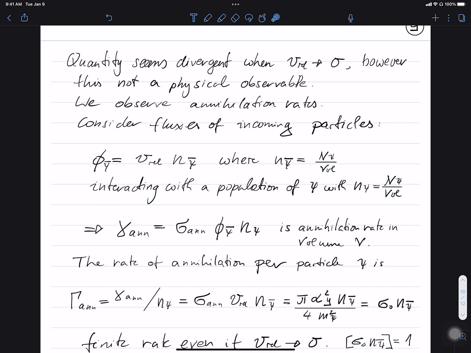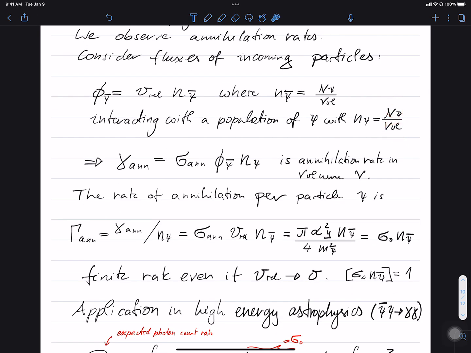And now consider also the flux of incoming particles, for example, the flux of psi bar. It's v rel times the number density of psi bar, right? And n psi bar is the number of particles per volume. And they interact with a population of psi, which have a number density of n psi, per volume. So their annihilation rate per volume is the annihilation cross section times the flux times the number density of psi.